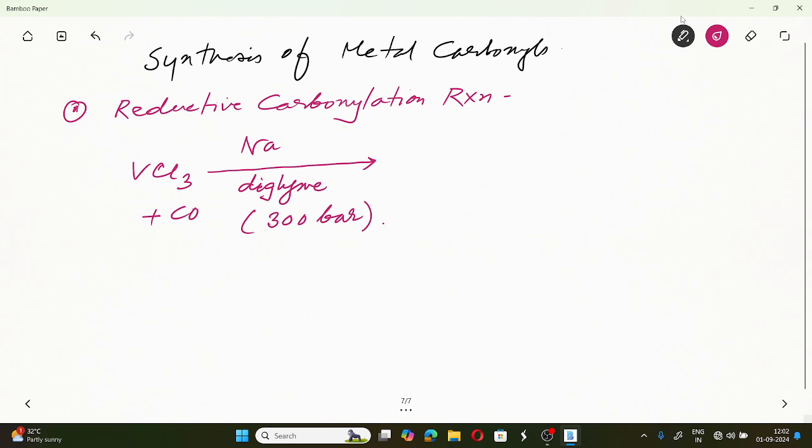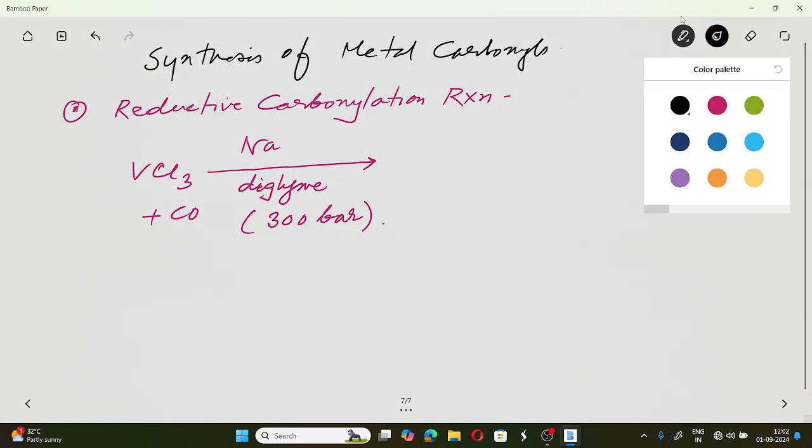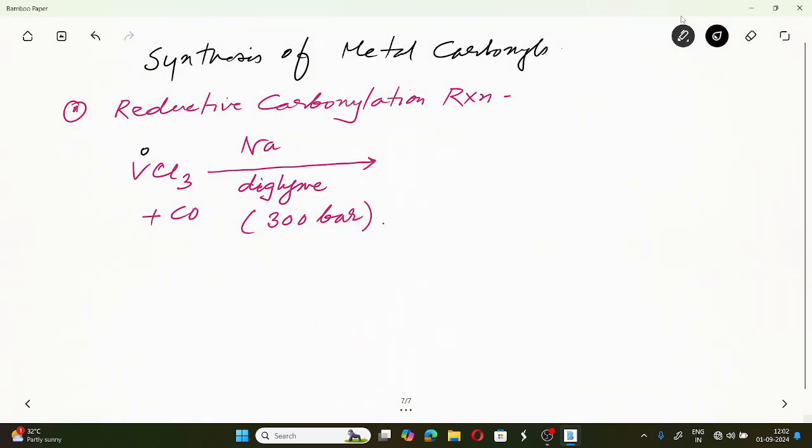So what happens? This is converted to vanadium in the zero valence state, okay? And then this sodium can provide an electron, itself being converted to Na plus. That means the sodium is behaving as the reductant. Okay. So since it is behaving as a reductant, the vanadium will be reduced.